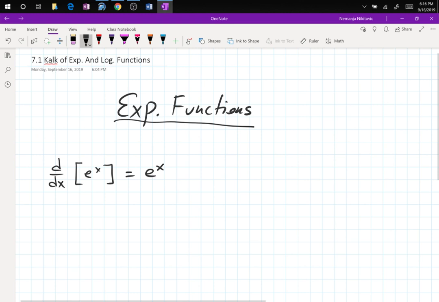Now, the next formula was another formula that was offered to you for simplicity, where you had this ax. So that's like e to the 3x, e to the 5x, and so on. So that one drops in front like that. And that's just by chain rule.